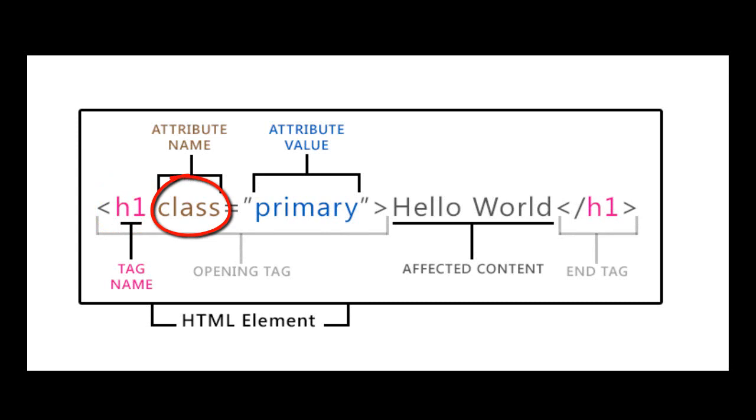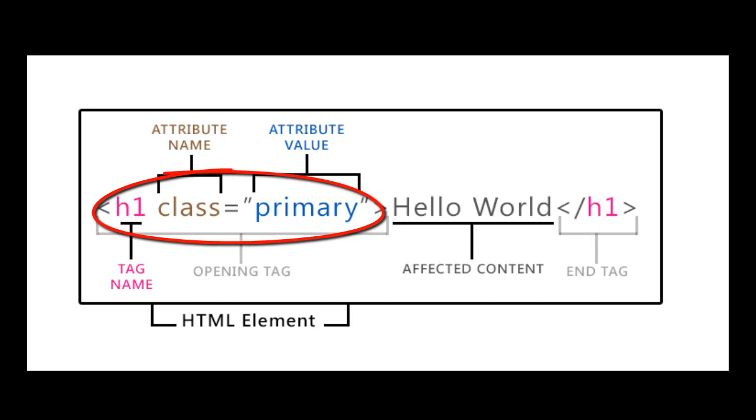Then we have the attribute's name. Here it's class, but over there, for example, if we use the link, it would be href or src. And then we have the attribute value. Here it's primary, but over there the attribute value, for example, for a link would be a link to some web page. For an image, for example, the href value would be some location of the image somewhere on the internet. So this whole thing makes up an opening tag.